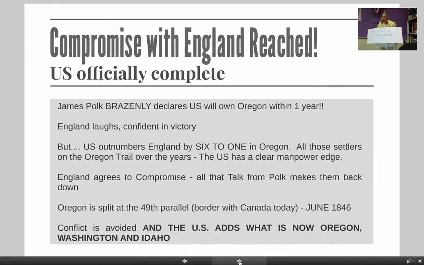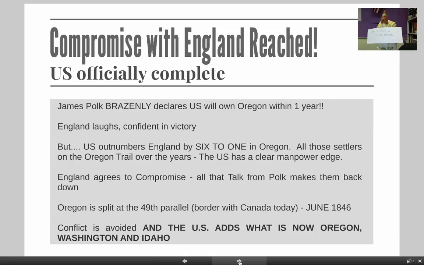In the end, James K. Polk basically brazenly declares that the U.S. will own Oregon within 1 year. He's almost bluffing to this point. He's saying, hey, England, we're going to own this territory. We're willing to fight you, even though he is not willing to fight. England laughs and is confident in victory because they still have a huge army. But in the end, the United States outnumbers England by 6-1 in the Oregon Territory.